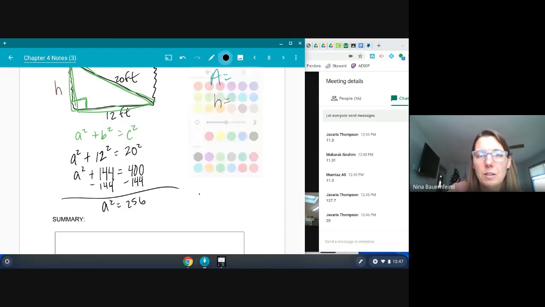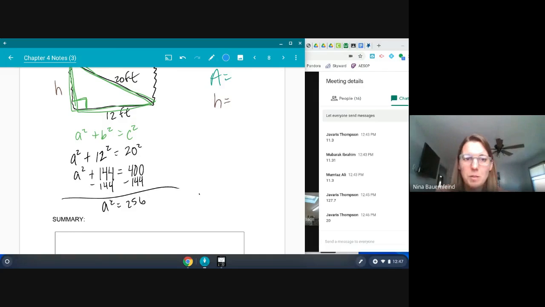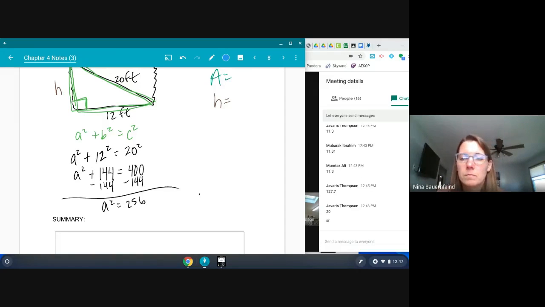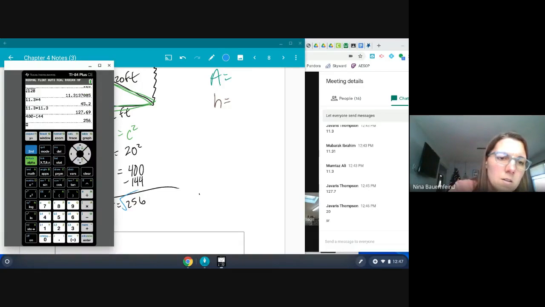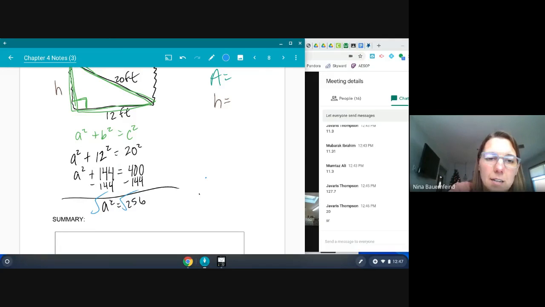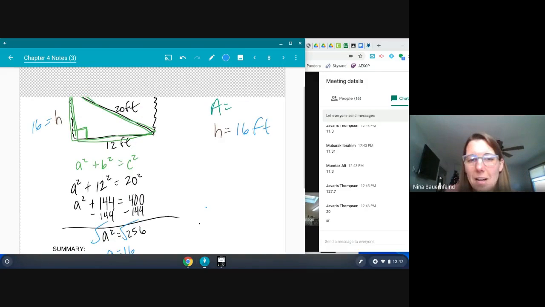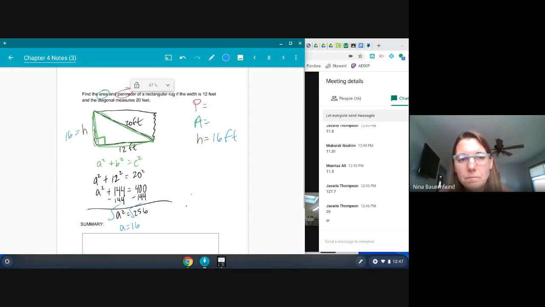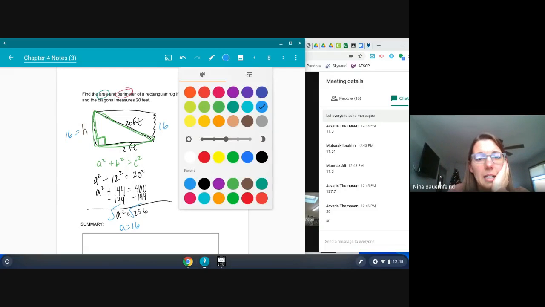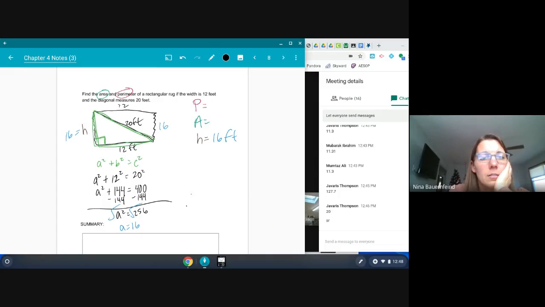And then what's our last step every time when we are doing the Pythagorean theorem? Square root. 16. All right. So a is 16. That means the height of the rug is 16 feet. So my picture is bad, but it's fine. You can trust your math, okay? So that means this is 16 also, and this is 12.